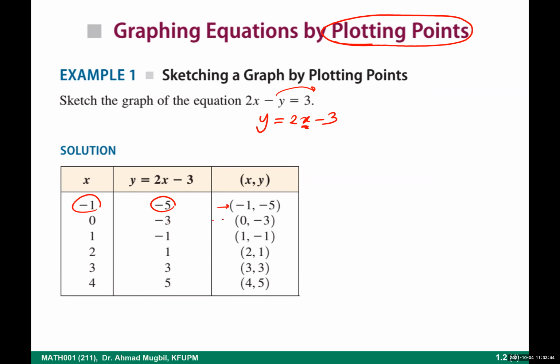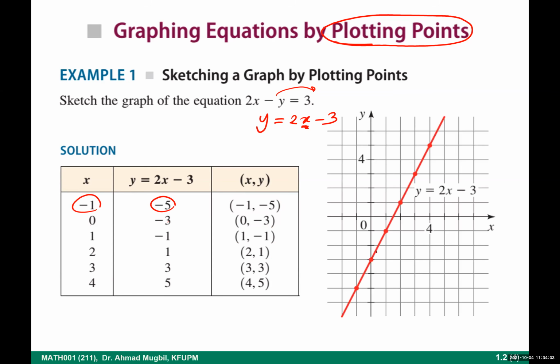Now you will have these points on the plane. What you will do now is go to the plane and sketch these points. Draw this point, this point, and so on. So let's draw these points. This is (0, -3). Here it is. This is (1, -1). This is, of course, (-1, -5), and so on.